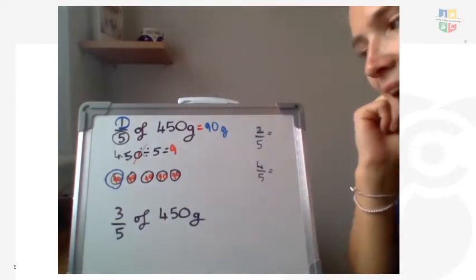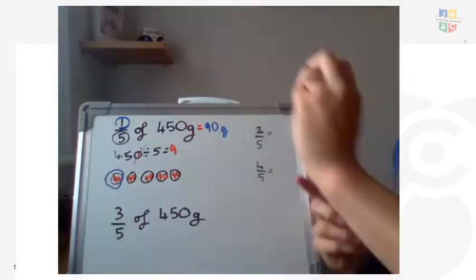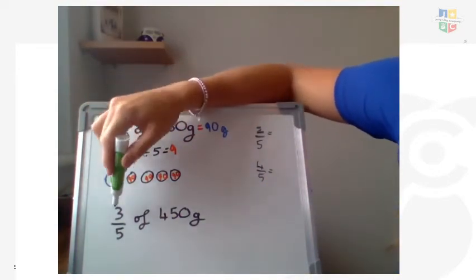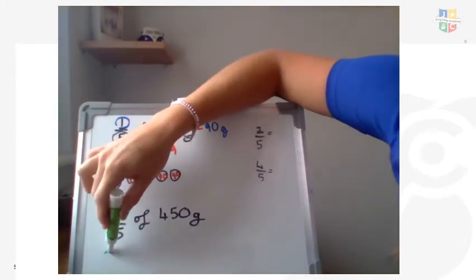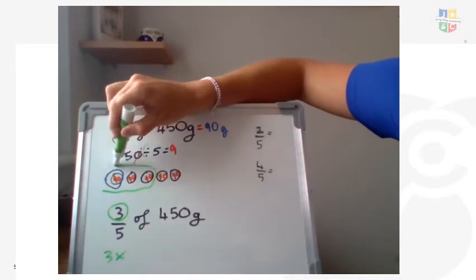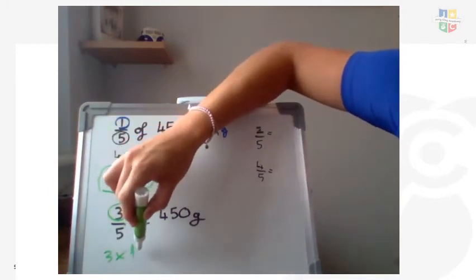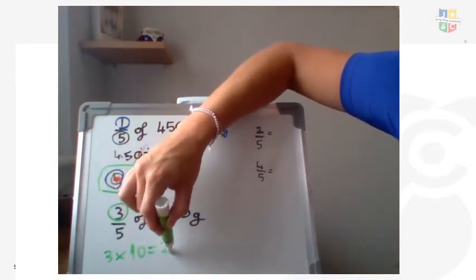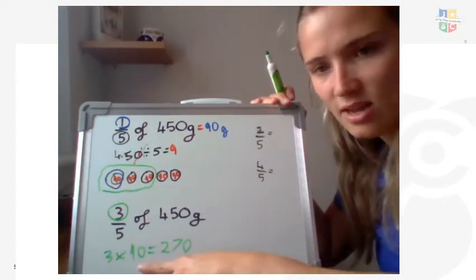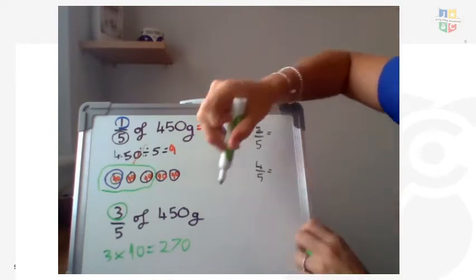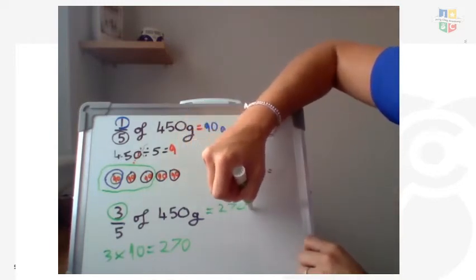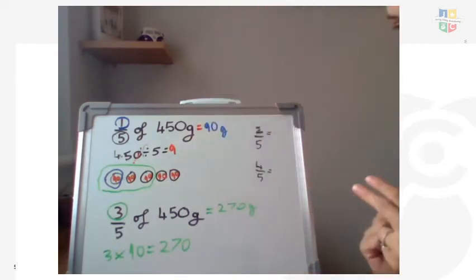Fantastic. So now this time I'm going to use a different colour to make it clearer. I've worked out what 1 part is worth. If I want to work out what 3 parts are worth, I need to do 3 times how many is in each one. I've got 90 in each one, so I could do 3 times 9 is 27. And then put your 0 back on, because remember, just take off your 0 and then put it back on. So 3/5 will be 270 grams. And don't forget your grams.